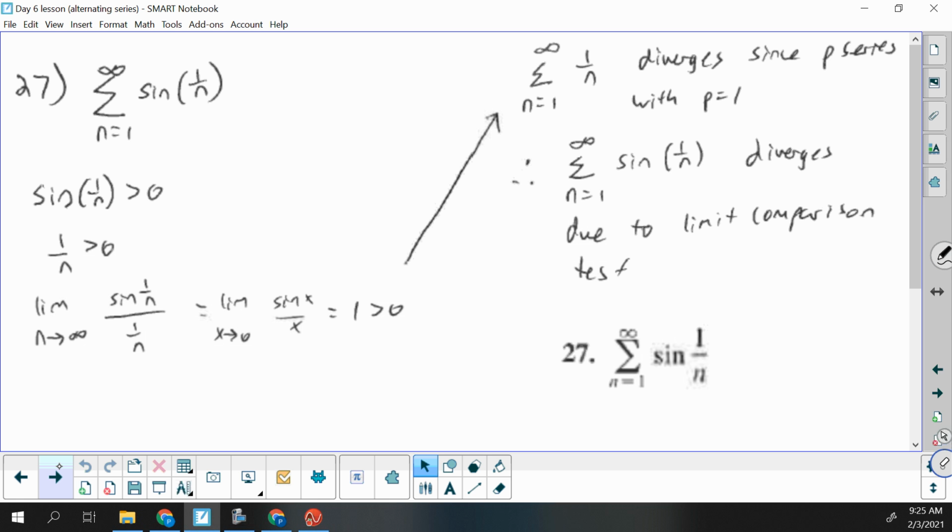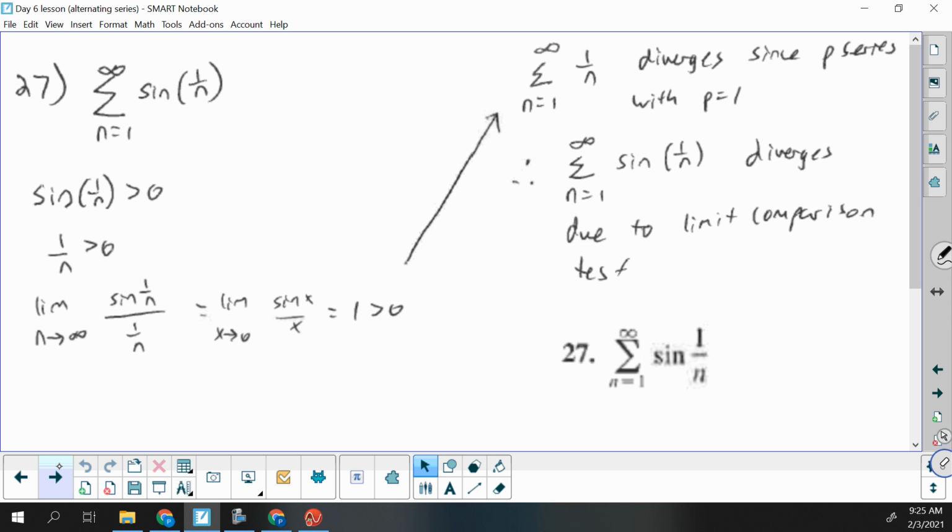27 is not really a normal pattern like the other ones. So we're going to use 1 over n as our other one. When we divide them, don't do a keep change flip. Leave it as sine 1 over n over 1 over n. Well, when n goes to infinity, that's the same as if we rewrite our limit, and let's say x goes to 0 of sine x over x, because when n goes to infinity, both the 1 over n's are going to go to 0 anyway.